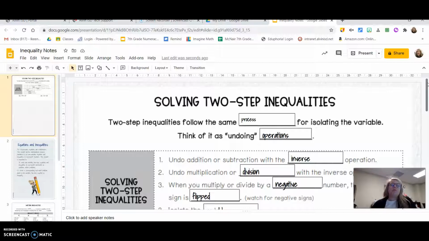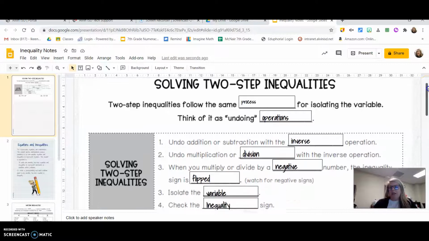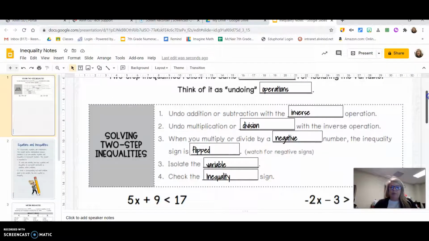Two-step inequalities follow the same process for isolating the variable, so we're still trying to get the variable, the letter by itself. Usually x, but you can see any variation of letter. You are going to think of it as undoing operations. The first step is to undo addition or subtraction with the inverse operation. You can undo multiplication or division with the inverse operation.